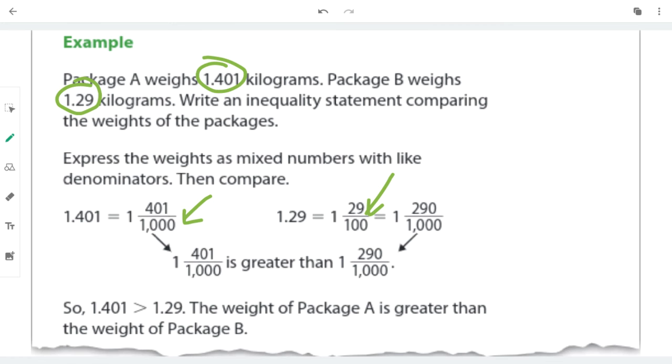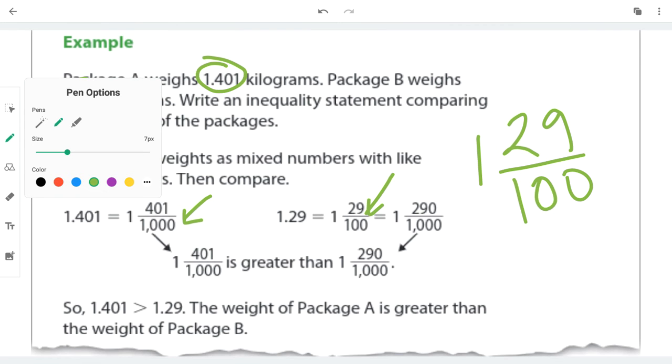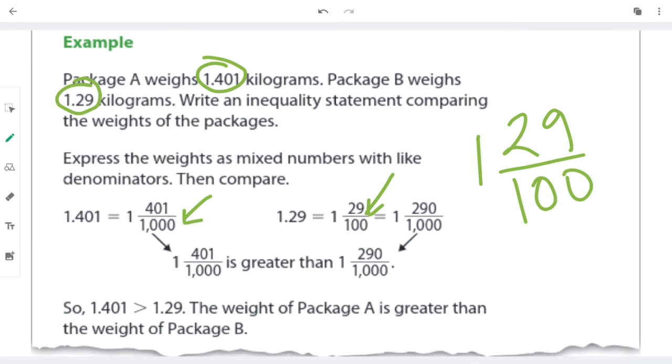As you can see, 1 and 29 hundredths can easily be changed into thousandths by placing a 0 at the end. Always remember, whatever you do to the bottom, you must do to the top. So now our number is 1 and 290 thousandths. 401 is greater than 290. Therefore, this decimal is the bigger one.